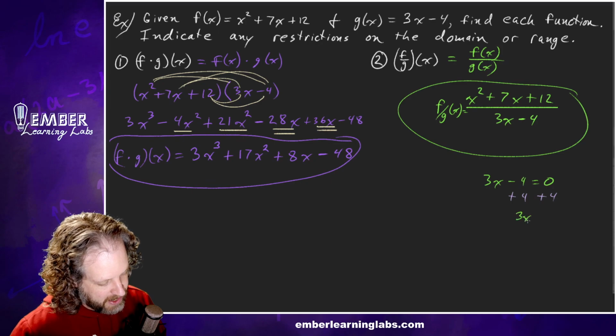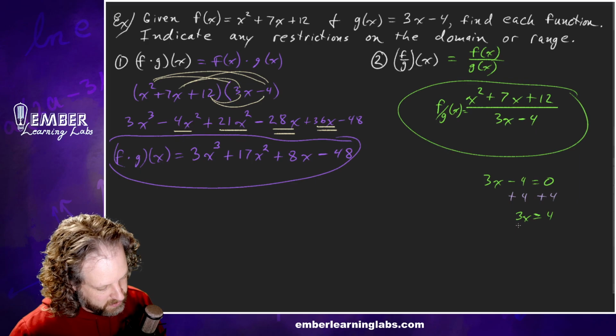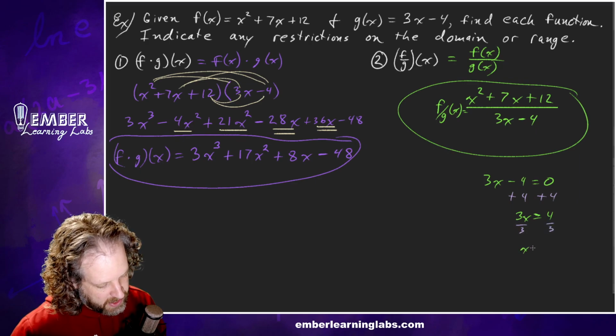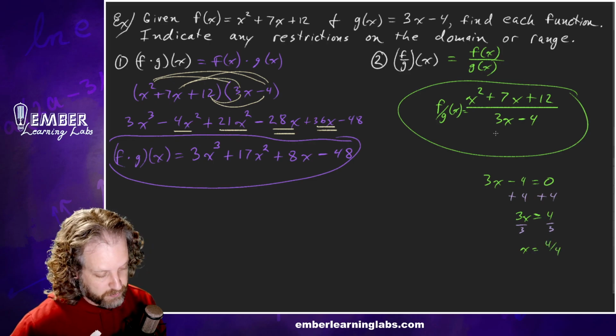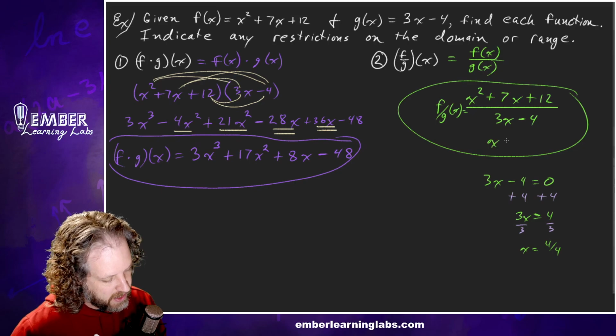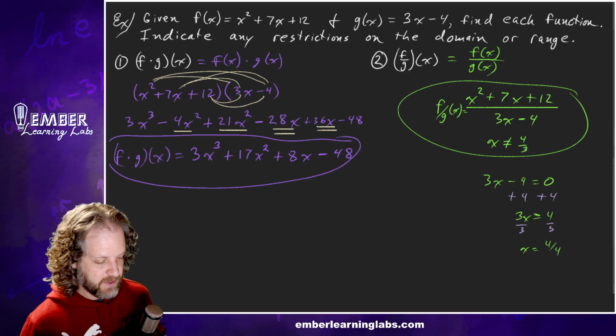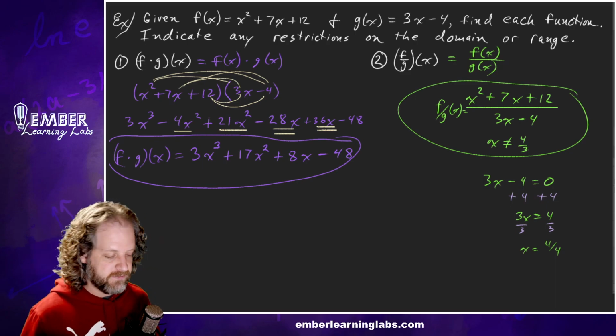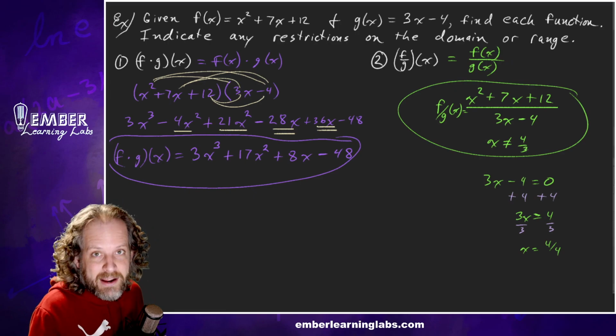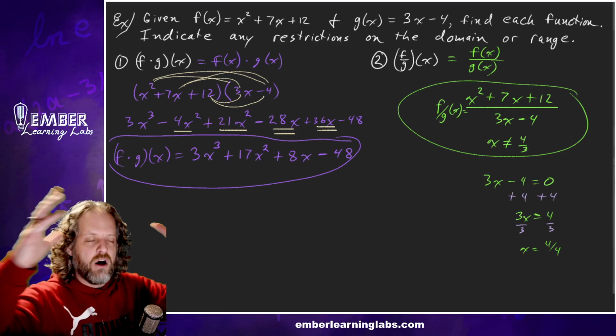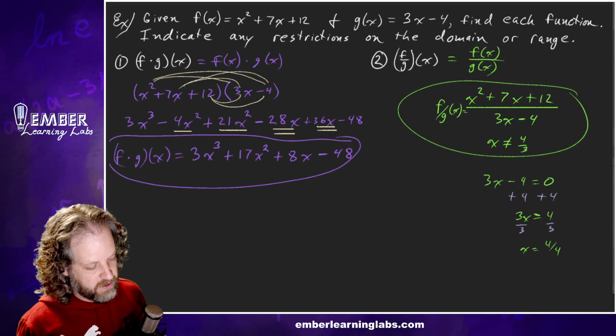So we've got 3x equals 4, and then we've got to divide by the 3. That is going to be x equals 4/3. So what that means is x cannot equal 4/3, because if it does, then we've got a problem, right? We'll learn more throughout this unit of what that means, and if we were to graph this thing, what it would look like, and all the things. There's all kinds of different puzzle pieces involved here, right?